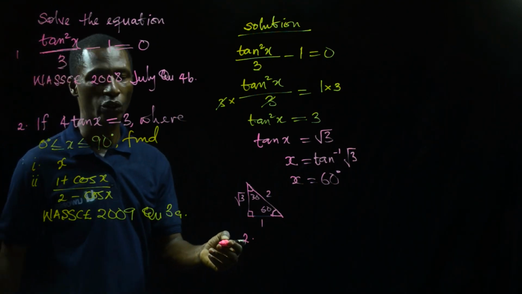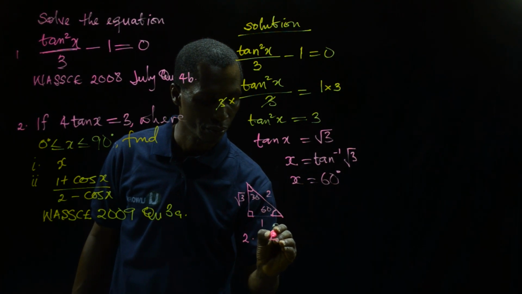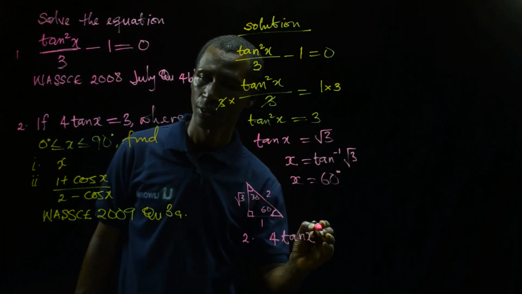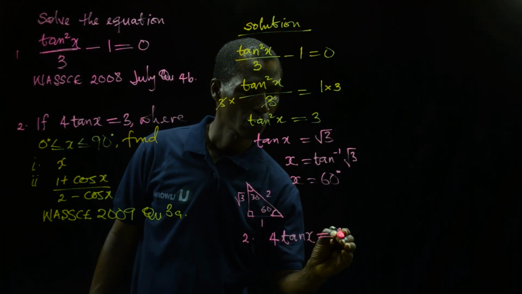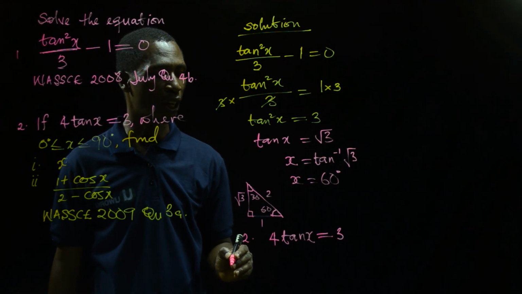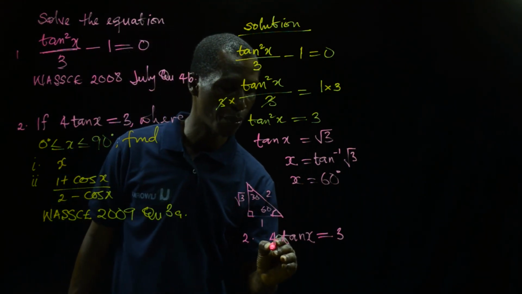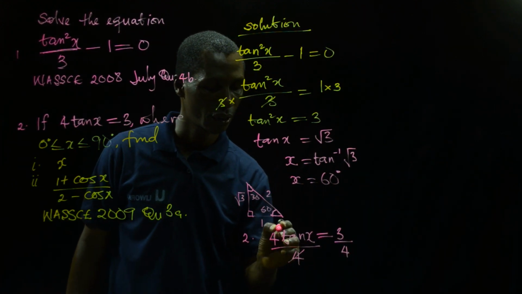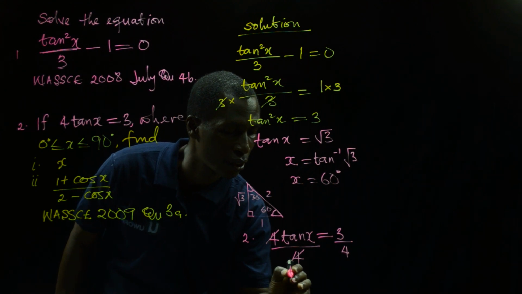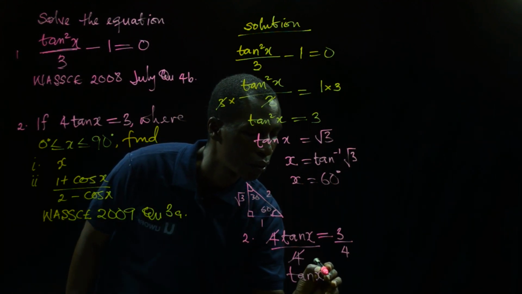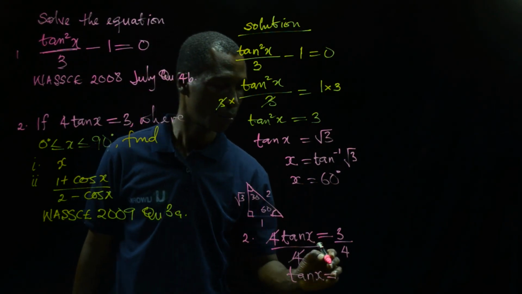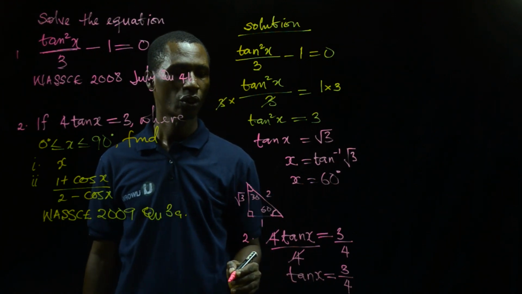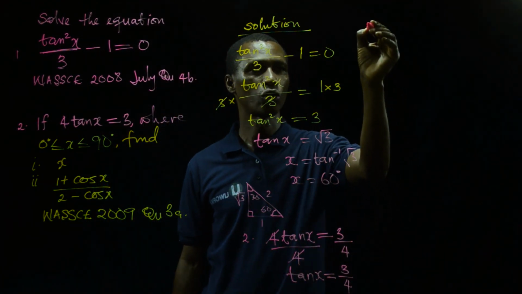So we quote the equation: 4 tan x equals 3. So what we do now is we divide through by 4. I divide here by 4 and here also by 4. Okay, so I've got tan x to be equal to 3 on 4.